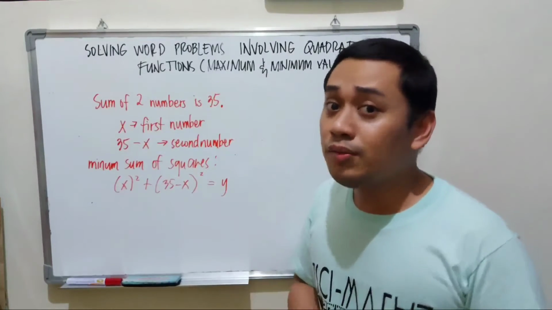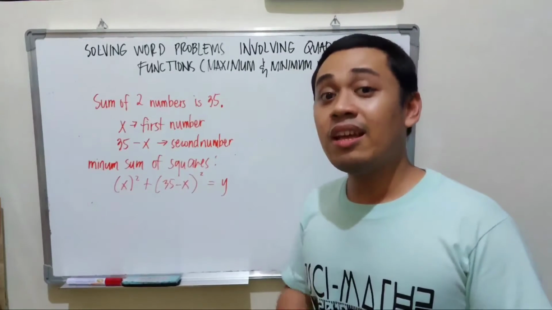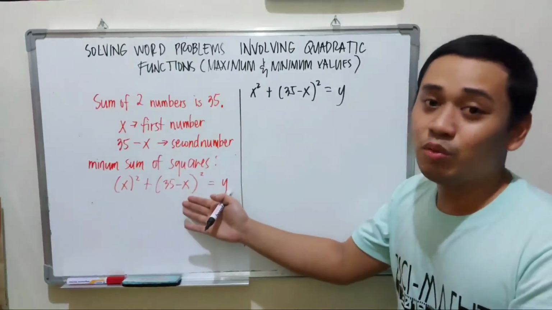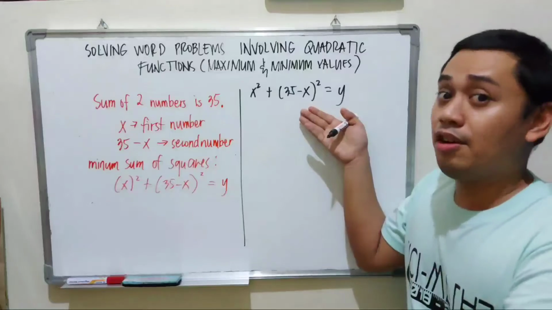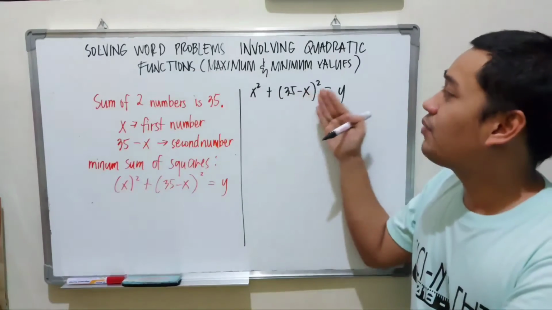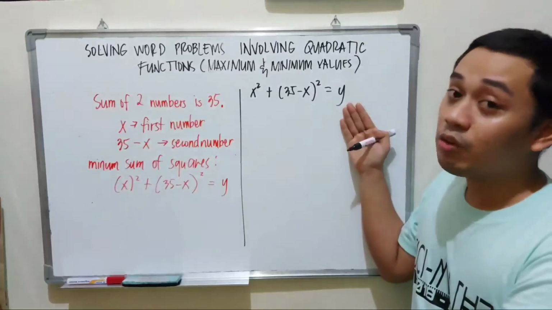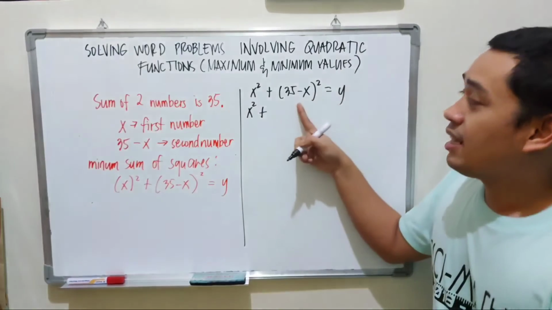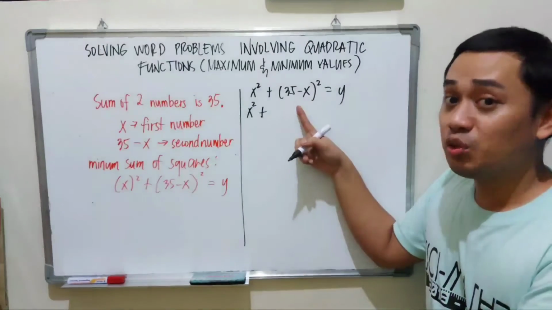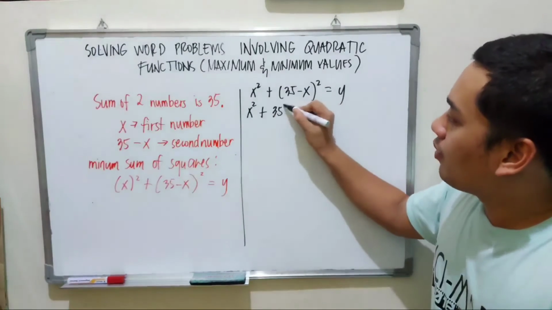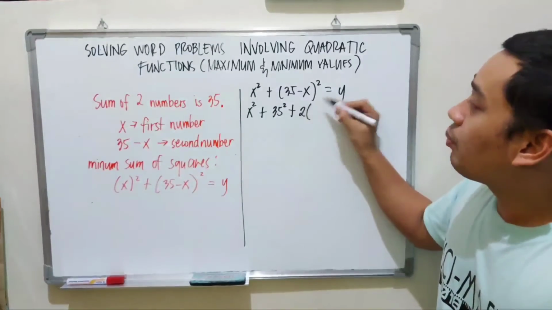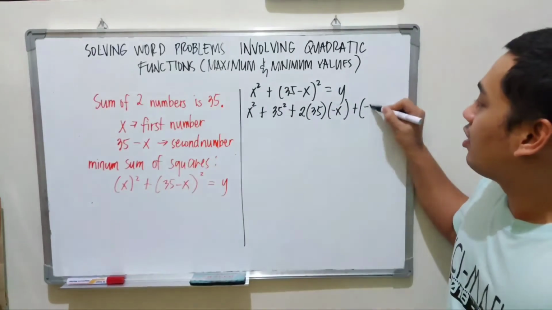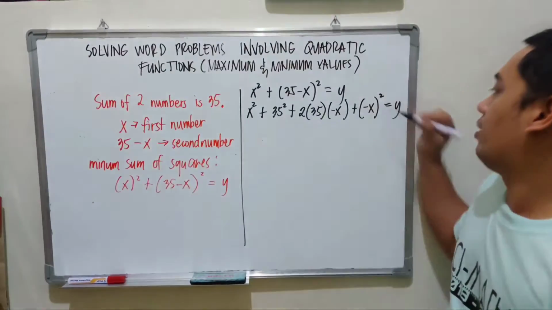So, in that case, to solve for the minimum value, we will be using the concept of quadratic function. So we are going to use this identity that we have created to solve for the value of x. So we have x squared plus 35 minus x squared equals y. Then we expand the binomial by using the square of binomials: the square of the first term plus twice the product of the first and second term plus the square of the last term equals y.